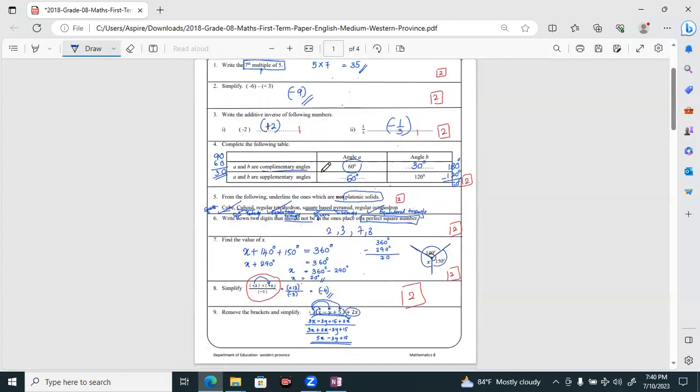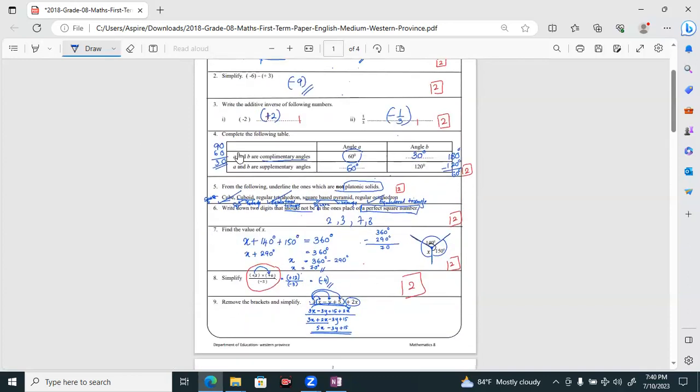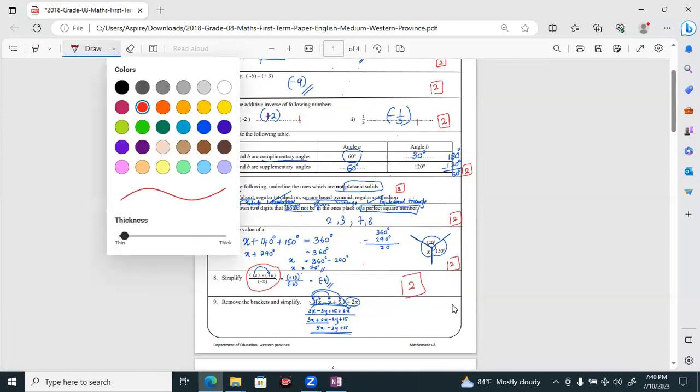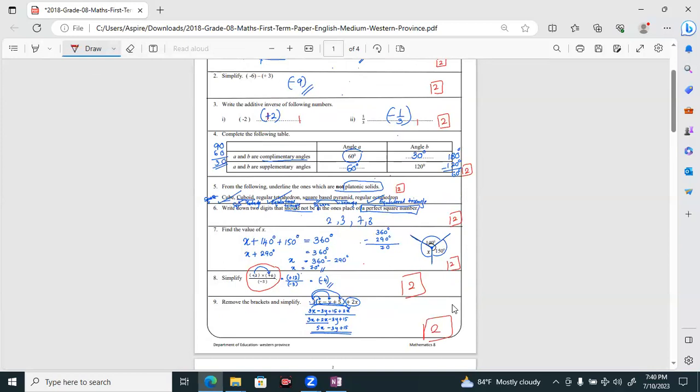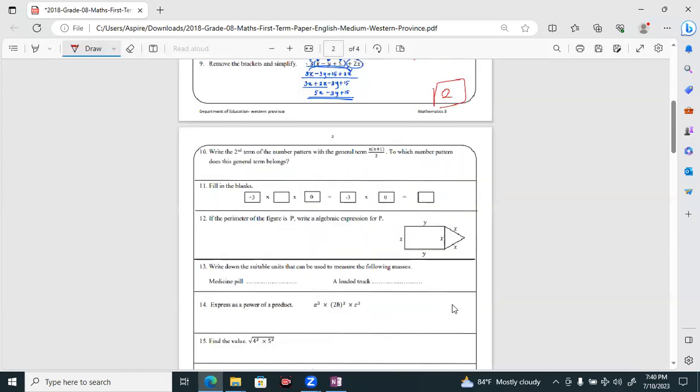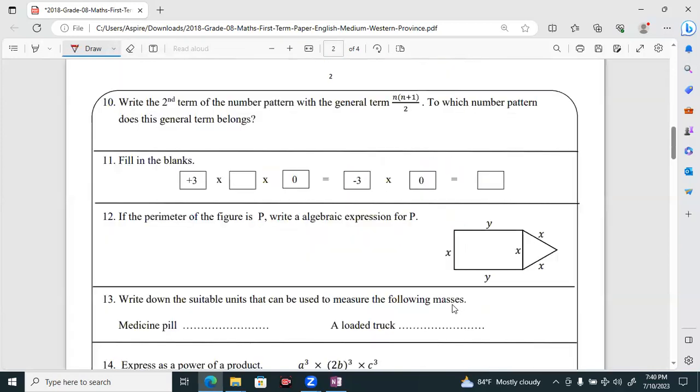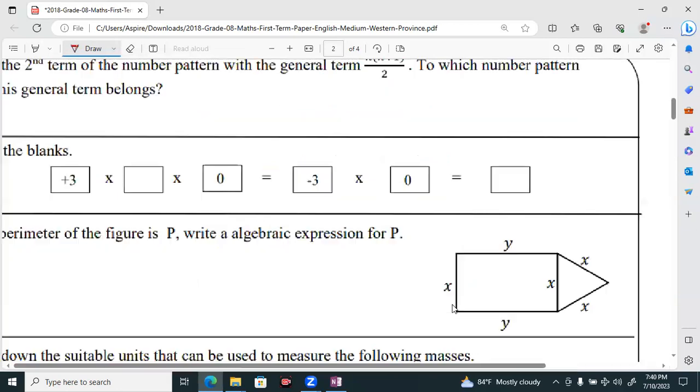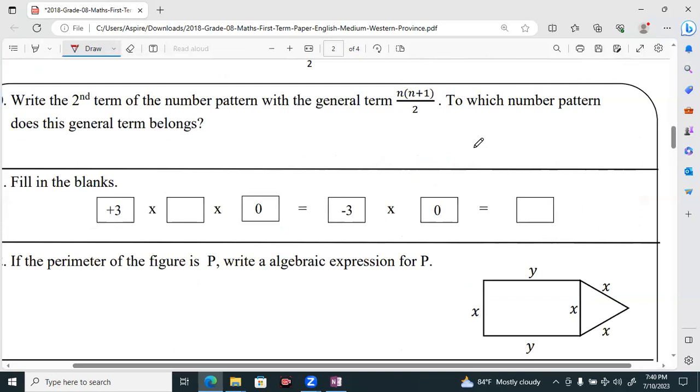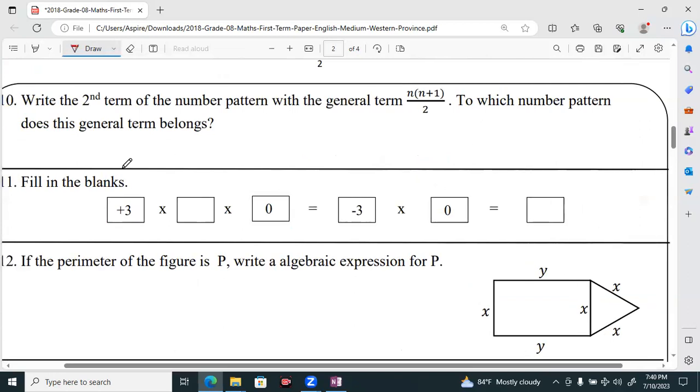No. Then for removing brackets and obtaining the correct answer, you are given 2 marks. Okay, then shall we move to the 10th question? Write the second term of the number pattern with the general term given. To which number pattern does this general term belong?